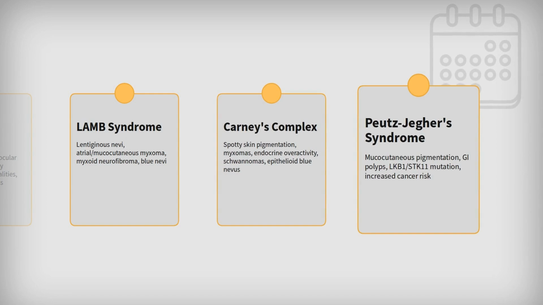Peutz-Jeghers syndrome is characterized by mucocutaneous pigmentation, gastrointestinal polyps, mutation of LKB1 STK11, and increased risk of thyroid, breast, lung, and pancreatic cancers.